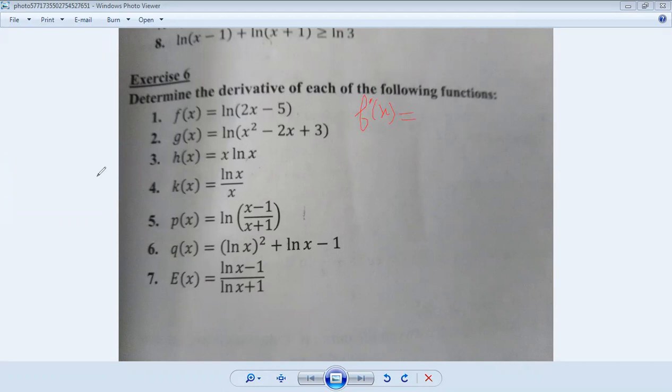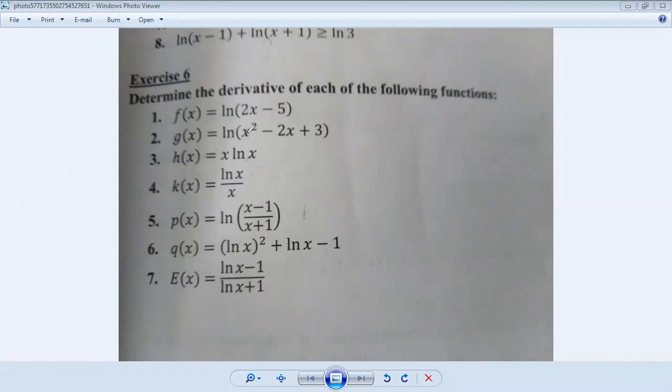We have the rule: if we have ln of u, the derivative of ln u is u prime over u. Then we get ln of 2x minus 5, where 2x minus 5 is u. We take u to the denominator, 2x minus 5. The derivative of 2x minus 5 is 2. So the derivative of f of x equals ln of 2x minus 5 is 2 over 2x minus 5.